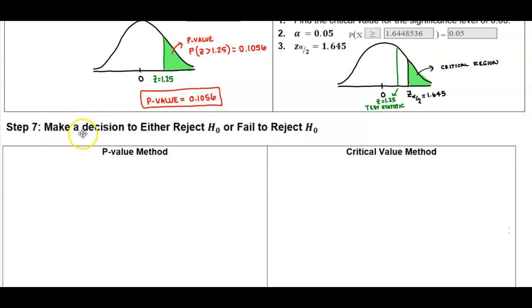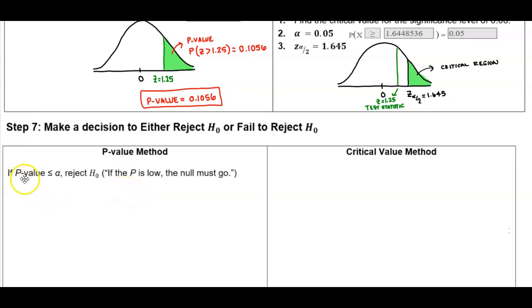Step 7. Make a decision to either reject the null or fail to reject the null using the p-value method. Now, in the previous step, we found the p-value to be 0.1056. Now, if we want to round that to 3 decimal places, we're going to get 0.106. Now, before we do that, let's talk about the scenarios here.